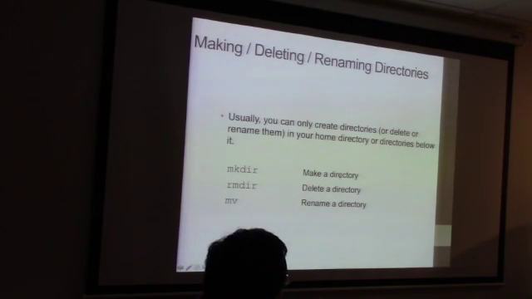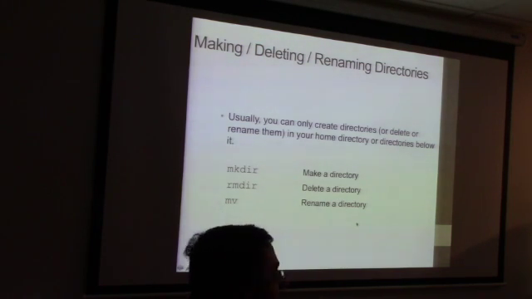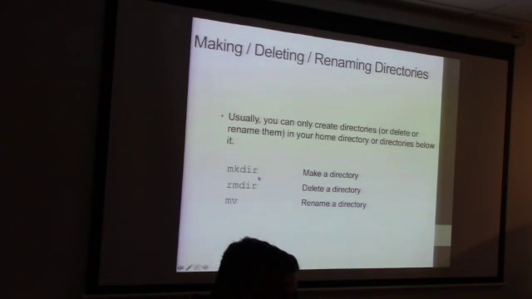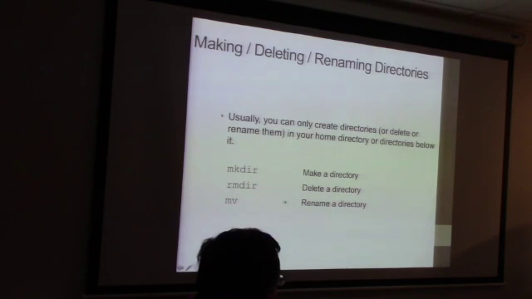You have make directory to make a directory, remove directory to remove a directory, and move to rename a directory. So supposing you say make directory Vishal, it will create a directory with the name Vishal. If you say rm directory, it will just delete that directory. Right? dir is short for directory. Okay? And supposing you were to say move Vishal to Rebecca, then it's just going to change the directory name from Vishal to Rebecca. Okay? Cool?